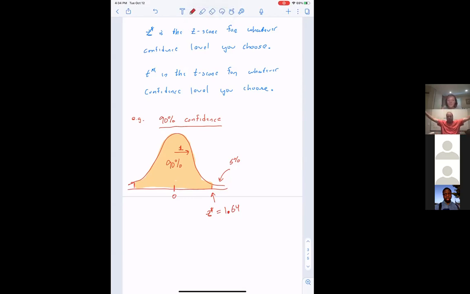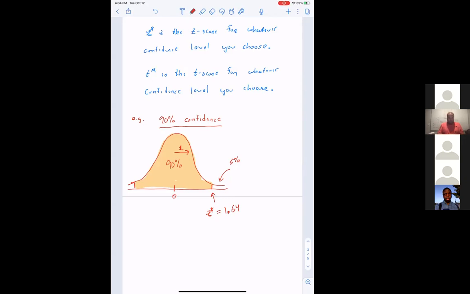So anytime now for the rest of the course that you are dealing with 90% confidence, you know that your Z star is 1.64. Memorize it, write it down, do something. But this way you never have to calculate it again.